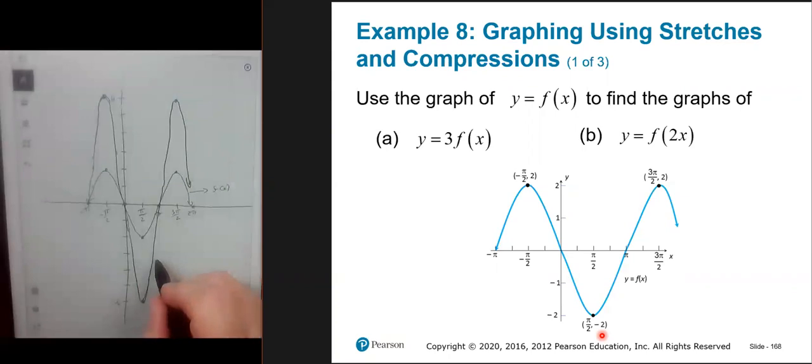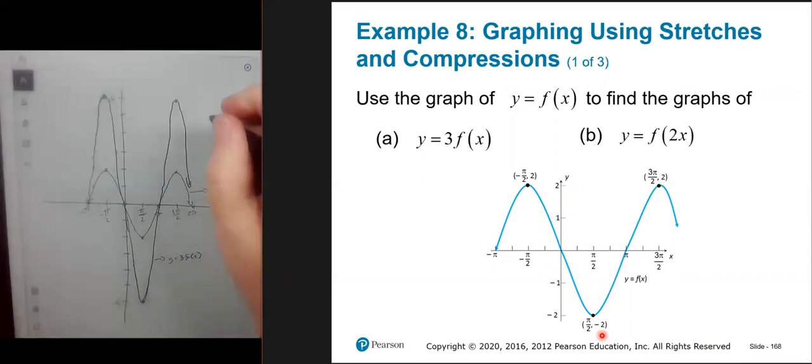So this is y equals 3 times f of x. All right. It's a vertical stretch. So we're multiplying the y values by a.